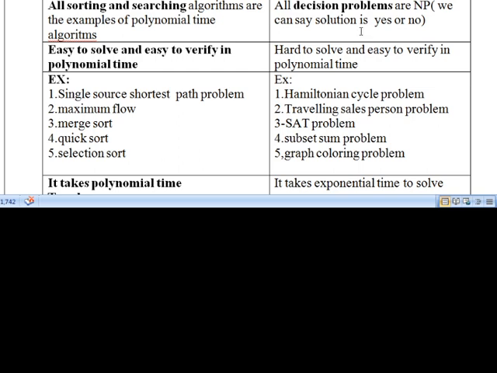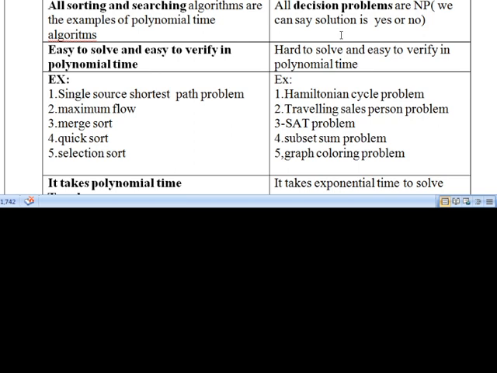That means if the given path is a Hamiltonian cycle, I can say that the answer is yes, it is a Hamiltonian cycle. If the path is not a Hamiltonian cycle, I can say that it is not a Hamiltonian cycle. That means the answer of NP type problems is yes or no. That's why all the decision problems are NP type problems.